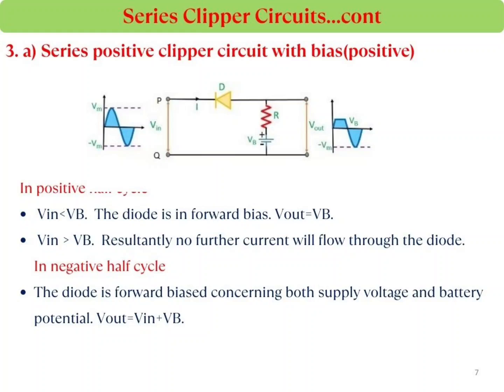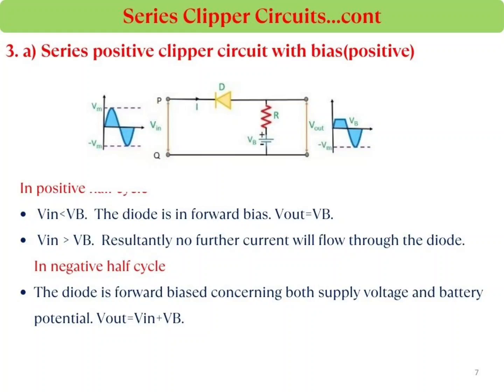Next one is the series positive clipper circuit with positive biasing. In this circuit, the diode is in the forward biased condition concerning the battery. The positive half of the input waveform puts the diode in the reverse biased condition. So the diode will conduct until the supply voltage is less than the battery potential. So battery potential dominates the supply voltage. The signal appears at the positive half of the output waveform. But when the supply voltage exceeds the battery potential, the diode is now reverse biased. So there is no further current flow through the diode.